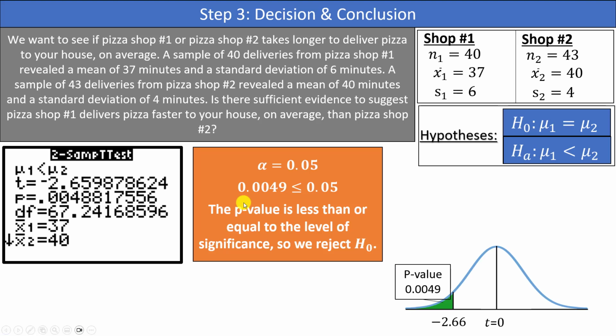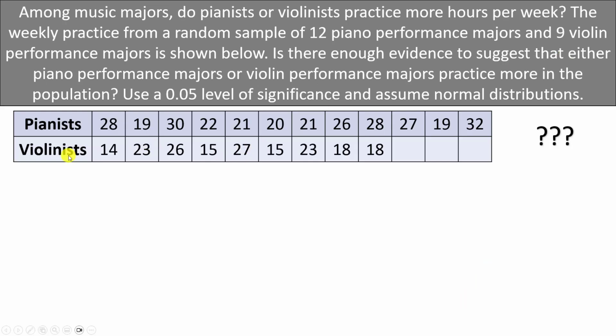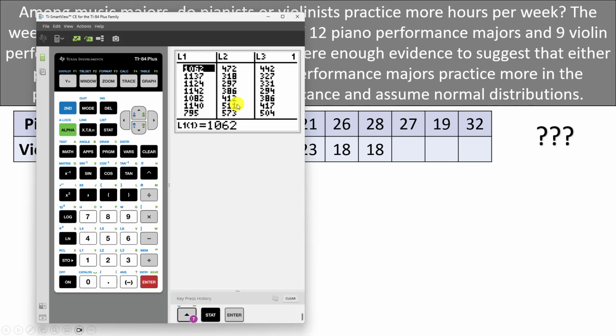So the difference with this one is before we had the actual statistics, but here we do not. We just have the actual data. So instead of writing down the data from the information in the problem, you would want to plug this data into your stat list. So plug the pianist information into list 1 and the violinist information into list 2. You go to stat, enter, and then you plug in the numbers there.